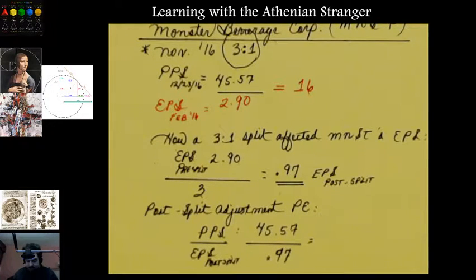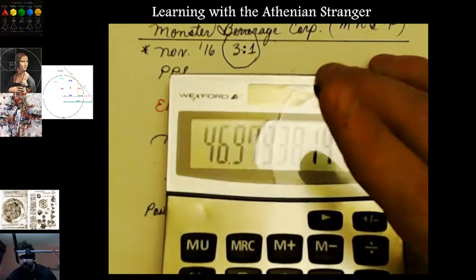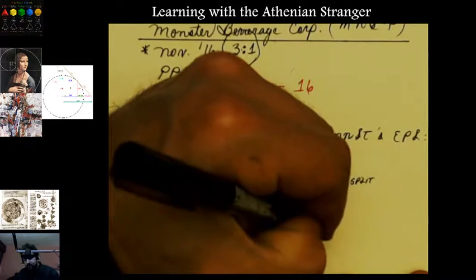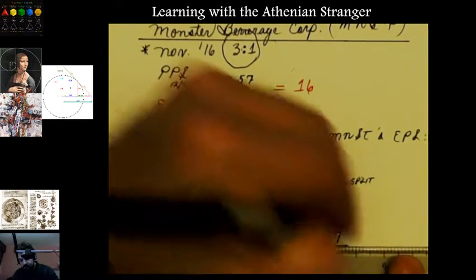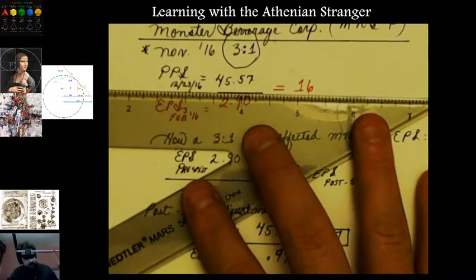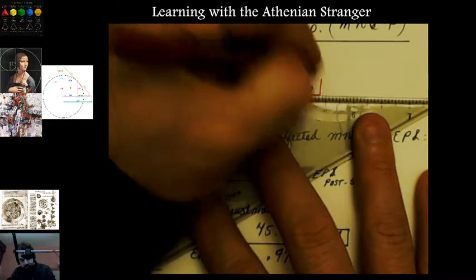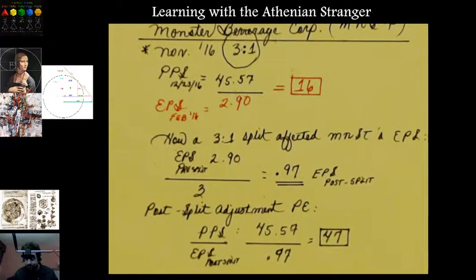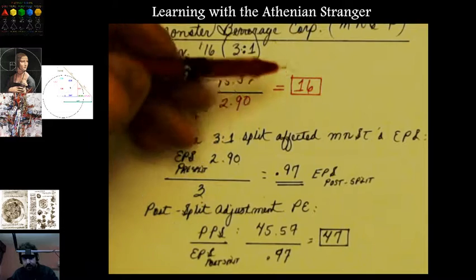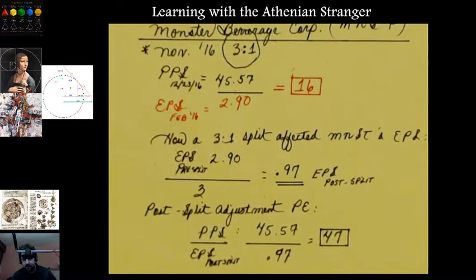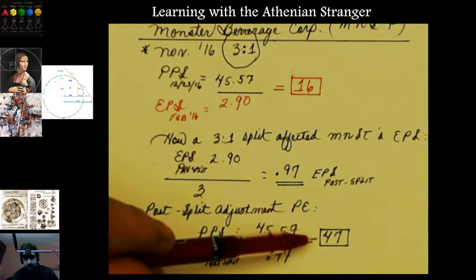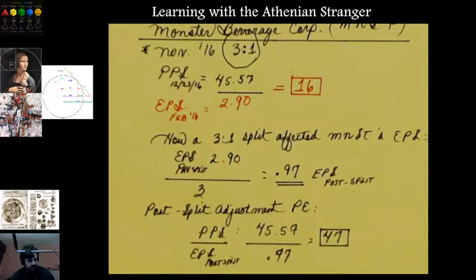45.57 divided by 0.97. That gives us a PE ratio of 46.97. So that's 47. Now take a look at these two numbers here. Notice that this post-split PE is three times the pre-split PE. Once we adjust for it, the actual PE ratio jumps up to 47, and it multiplies by three times.